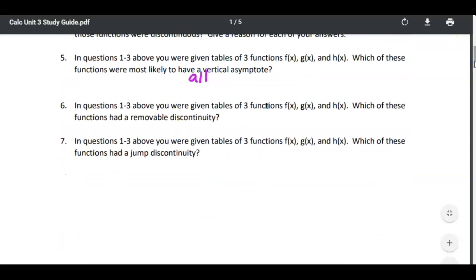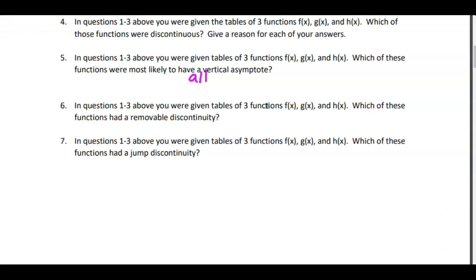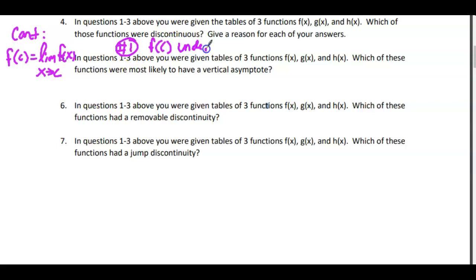So let's talk about this. In order for a function to be continuous, the function has to exist at that value, the limit has to exist at that value, and they have to be the same thing. Now, for number 1, the problem is that the function didn't exist. F of c was undefined.